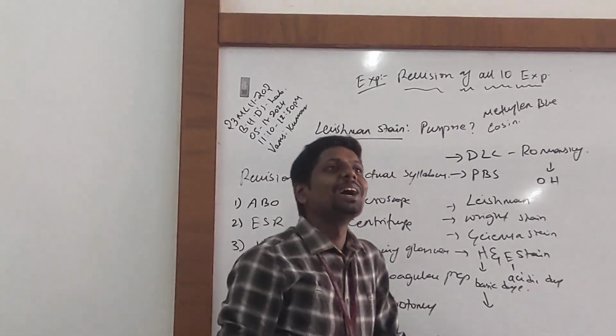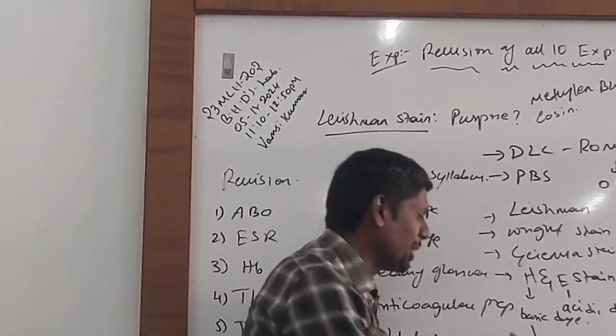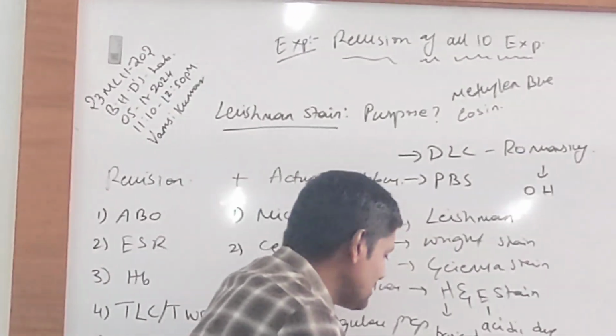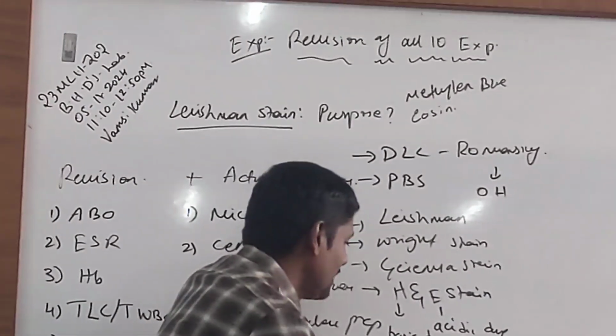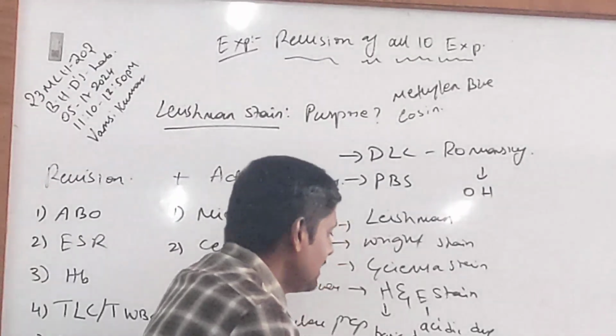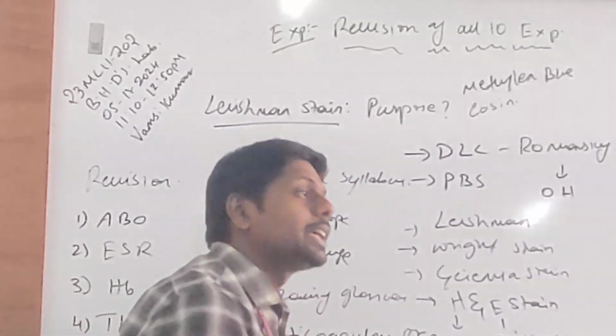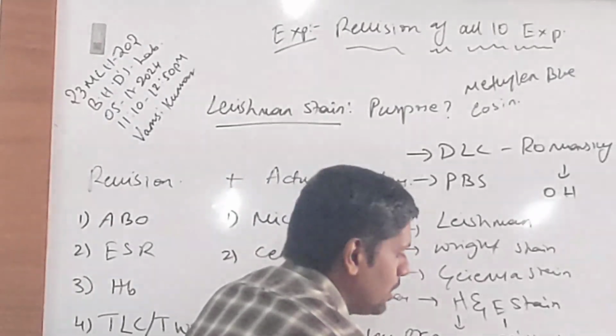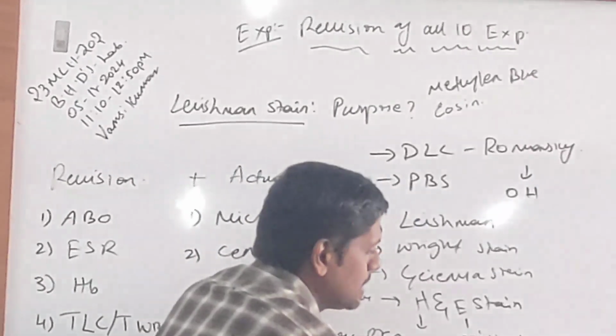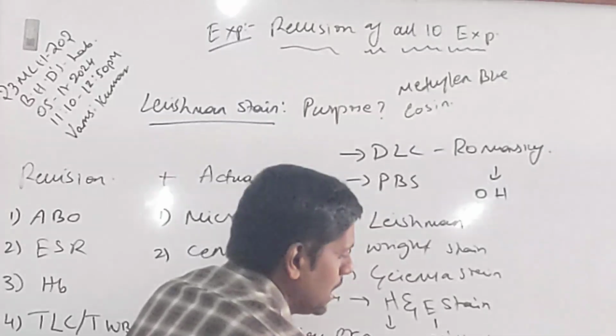Nuclear stain, right? Very good. Hematoxylin is called as nuclear stain. Then, equivalent to eosin, eosin is a cytoplasmic stain. Very good. Cytoplasmic stain.